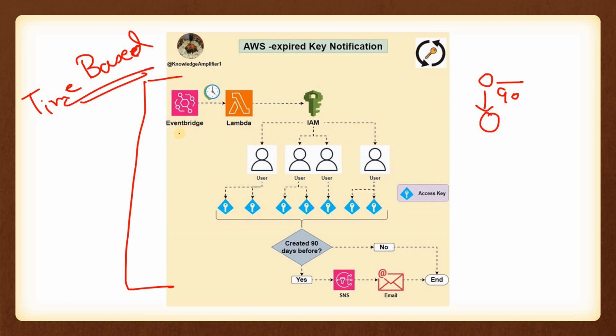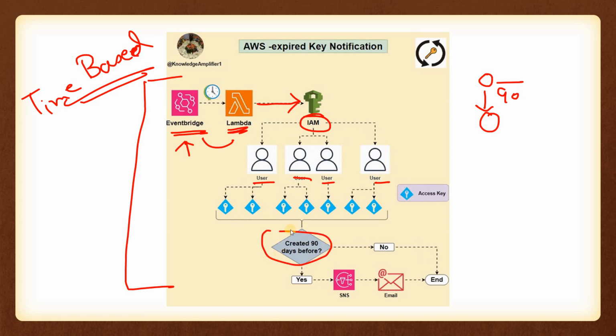What we are doing here is we have one EventBridge scheduler where we are scheduling a Lambda function using a cron expression. And what this Lambda is doing, it is first creating a Boto3 client for our IAM service, and first it is listing all the users in that particular account. Under each user, it extracts what access keys are available, and from that access key metadata it extracts the create timestamp, and it checks whether the access key was created 90 days before or not with respect to today.